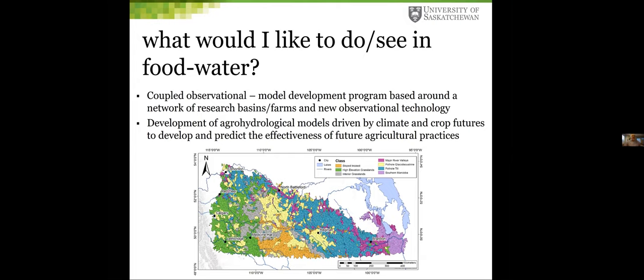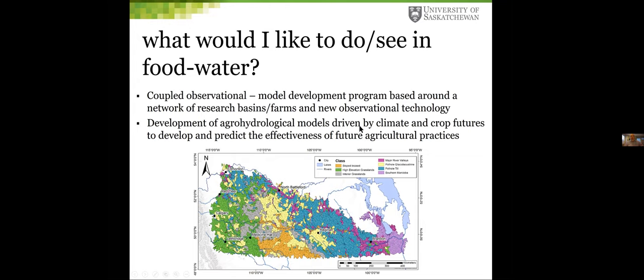What would I like to see done in food and water? We need these long-term research sites, basins, farms, where we can develop models around them. We need a network of them across the prairies to cover these different environments, and we need good observational technology so we can try out new crops, test out the new hydrology, look at the changes in climate, and better validate these models and develop ideas about new agricultural practices.